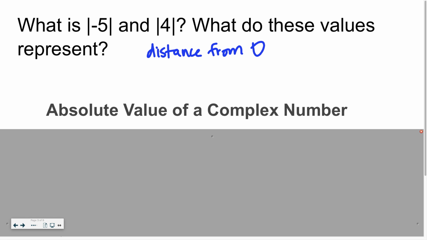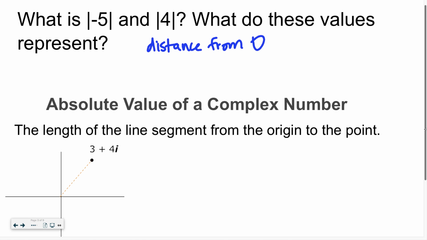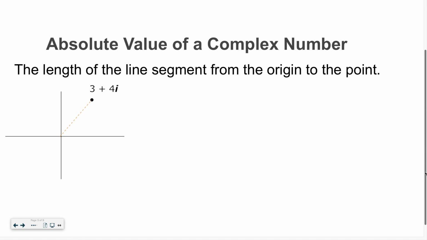So how is that going to affect a complex number? When we talk about the absolute value of a complex number, we are talking about the distance from 0, which is right here at the origin of the complex plane. So what we need to be able to figure out is that distance right there. How might we be able to figure that out?